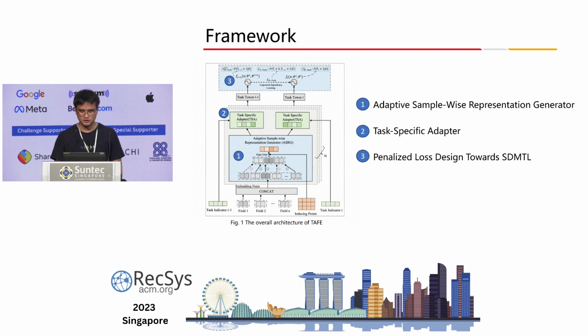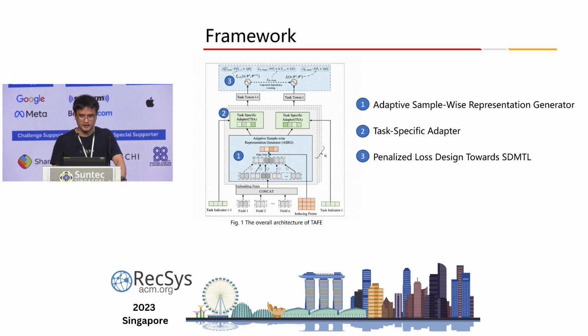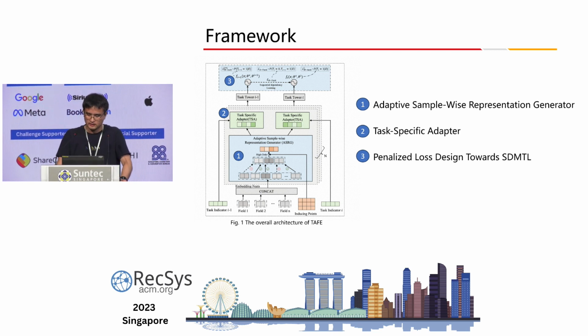Okay, to address the issues of the model structure, we proposed a framework consisting of 3 core parts. It's worth mentioning that our model abandons the traditional approach of using expert groups of MLPs. Instead, we adopt a fully attention-based structure. It's a feature interaction method for CTR estimation, and it has shown great performance in extracting feature interaction information. The first part is adaptive sample-wise representation generator. We call it ASRG. It's used to extract shared information among tasks.